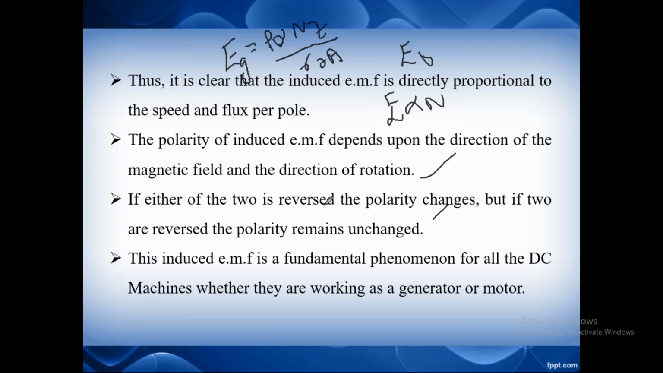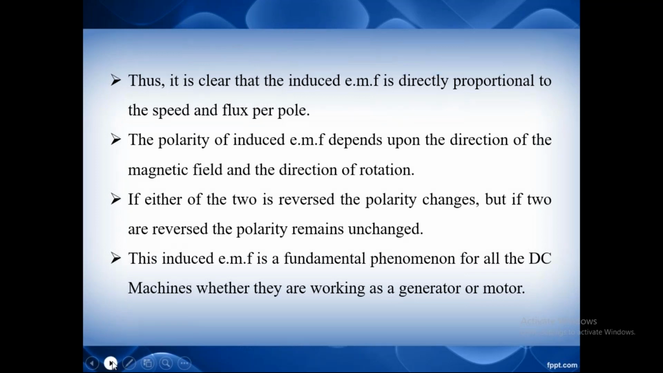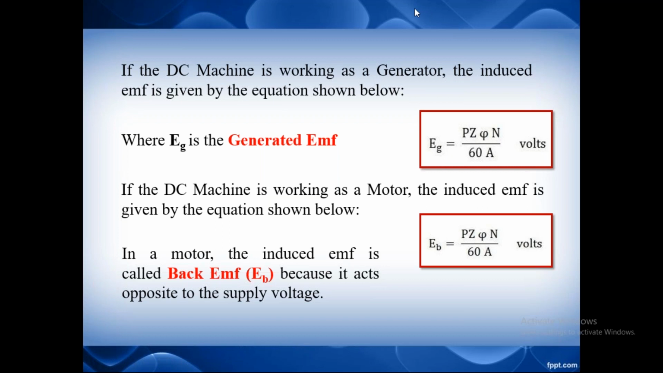so let me do one problem on this. Additionally they will ask the problem on the EMF equation. So this is the representation of the EMF equation. When we are talking about a generator, it is called generated EMF, denoted by EG. EG equals PZ phi N divided by 60A. If we are talking about a motor, we call it back EMF, denoted by EB. So we have the same equations. The only difference is whether we are talking about a generator or a motor.